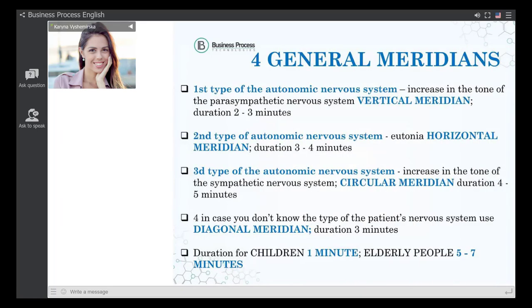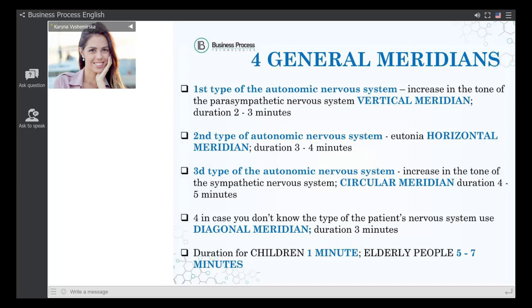Passive bioresonance therapy is done by meridians. There are 4 general meridians. We talked about them on our first webinar, but I decided to show it again in this one. So you have this picture of 4 general meridians. They are used to do harmonization.